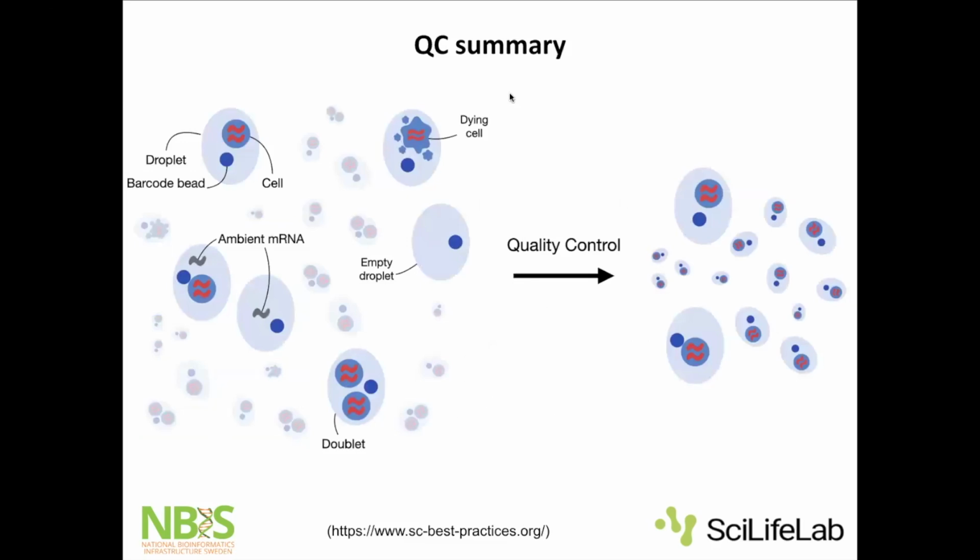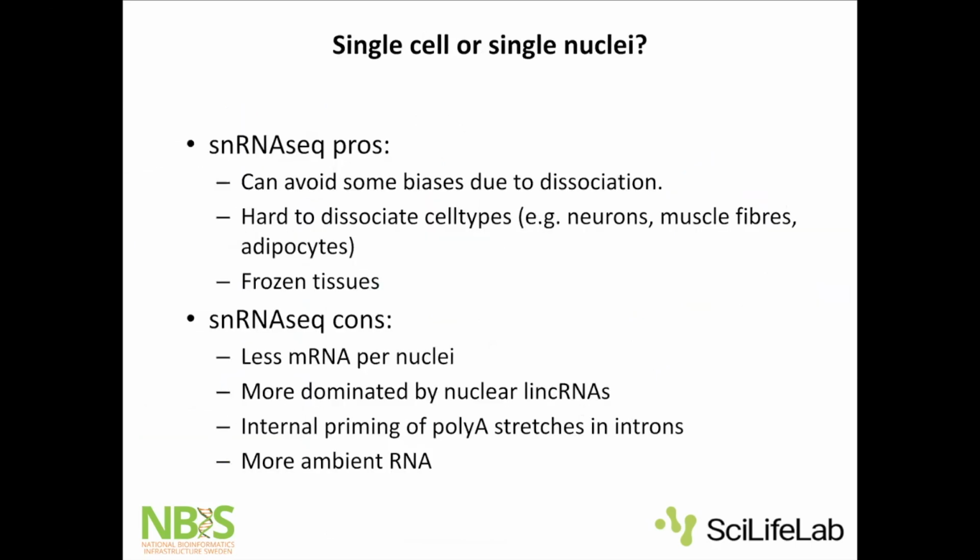So to sum up, if we're thinking droplet based, we have droplets with the cell and the barcode. We have a lot of these empty droplets. We might have droplets with dying cells. We might have droplets with ambient RNA or with cells and doublets. And in the end, we want to clean this up and only keep these ones and remove everything else and have a nice clean matrix to work in. But first, I just want to mention this with the single nuclei.